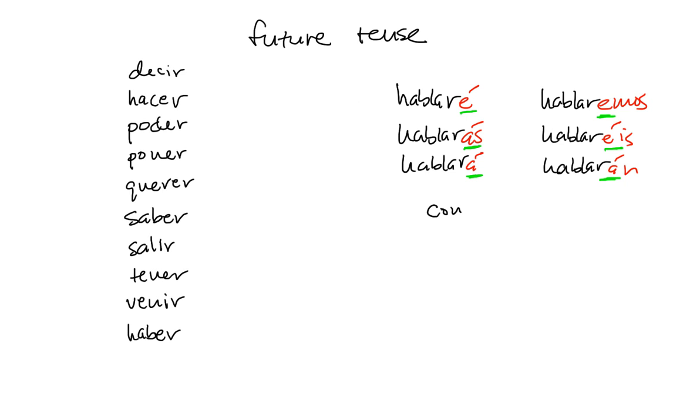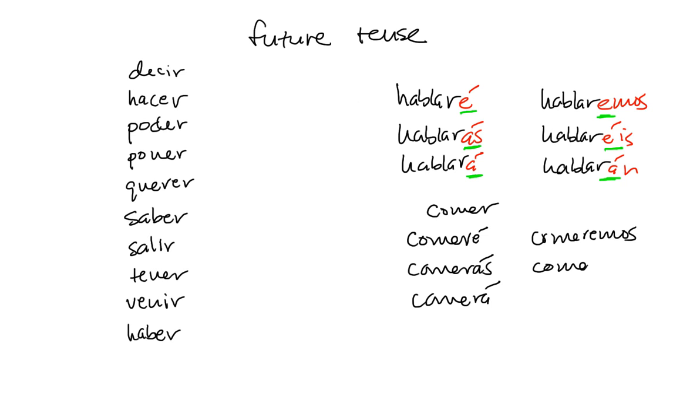Let's try comer. Okay, we take the entire infinitive, add those endings, and what do we end up with? Comeré, comerás, comerá, comeremos, no accent, comeréis, and comerán. Okay, pretty simple. Most all verbs that we conjugate in the future tense use the entire infinitive as the root.